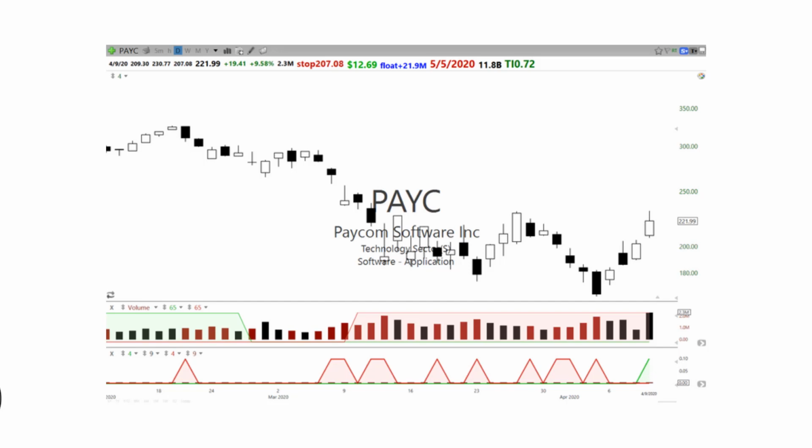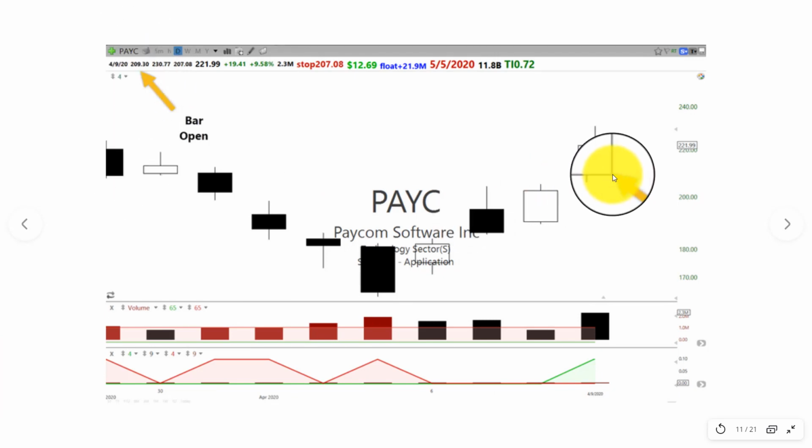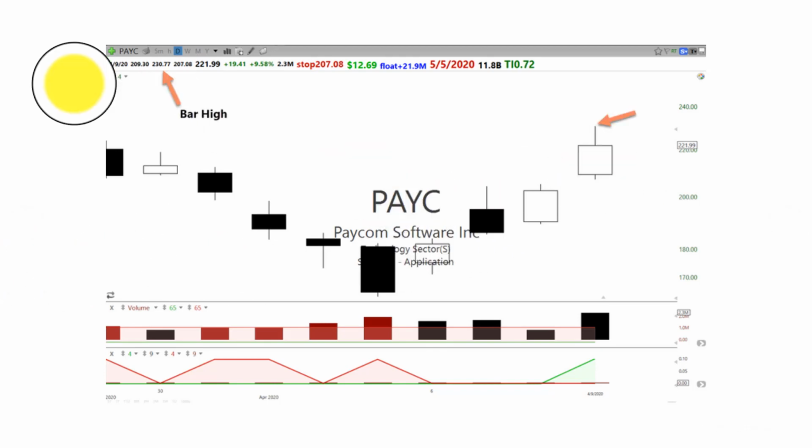This is a chart for Paycom software. Let's take a look at it. The first price that we see here is the price at which the stock opened. So that's shown here by the bottom of this box. The second price that you see here is the bar high, so the highest price of the day, which is shown by the top of the candle wick.